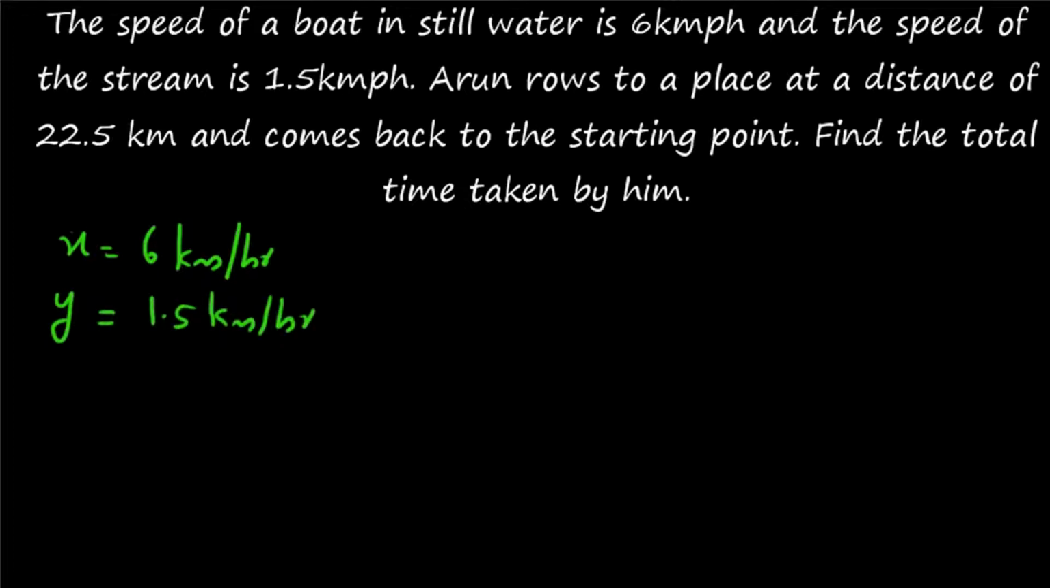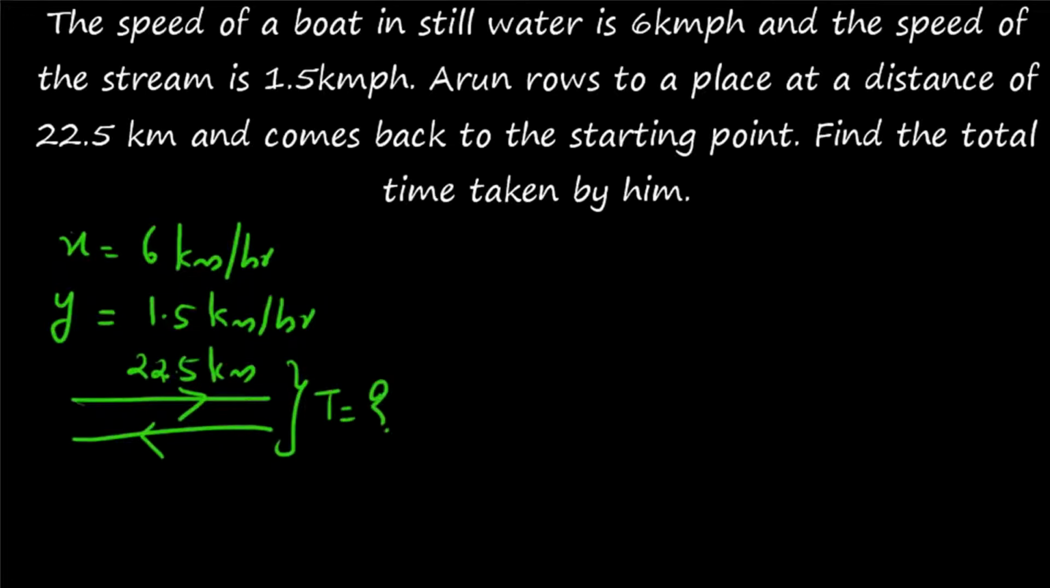Now you notice, once you represent x as speed in still water and y as speed of stream, things become very easy in order to solve the problems. So take it as a standard representation, x and y. So x is equal to 6 km per hour and y is equal to 1.5 km per hour. And Arun is rowing to a place which is at a distance of 22.5 km and he is returning back to the same place, and we have to find the total time taken.